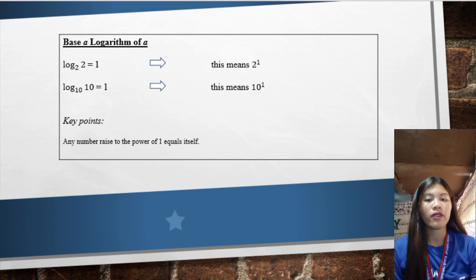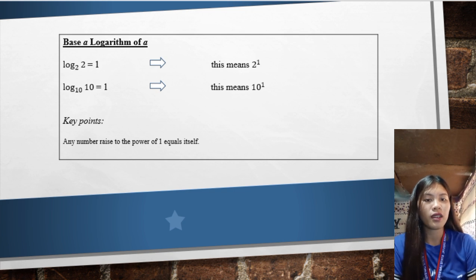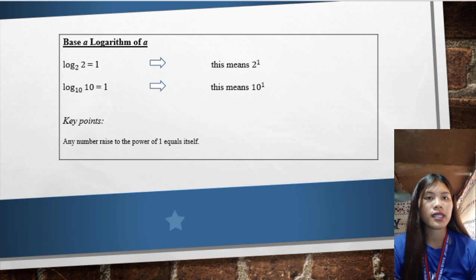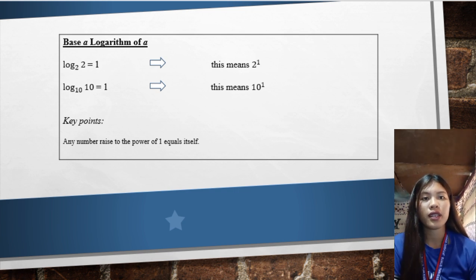Lastly, we have the log base a of a. So the example illustrates log base 2 of 2 is equal to 1. This means that 2 raised to 1 equals 2. Log base 10 of 10 is equal to 1. This also means that 10 raised to 1 is equal to 10.